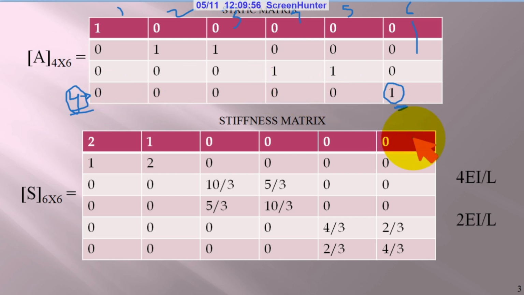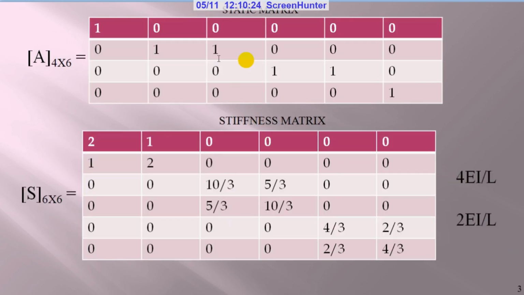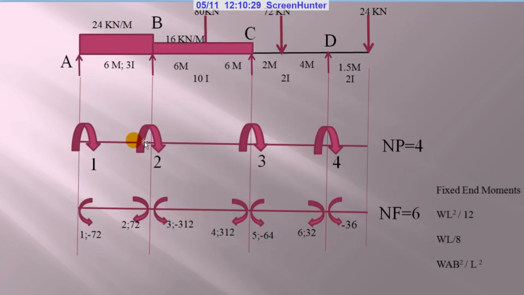So in this way you have to formulate the static matrix, which will always be NP by NF, number of rotations by number of fixed end moments. So it is very easy. I hope you understood this, what I have done here, right? Associated rotations and fixed end moments. With one rotation, 1 is the fixed end moment. At rotation 2, 2 and 3 fixed end moments.